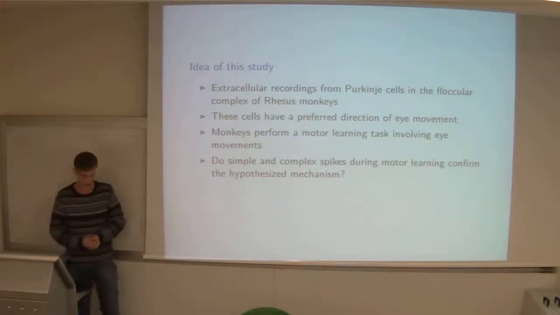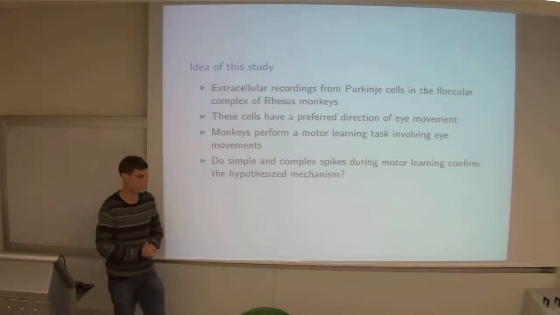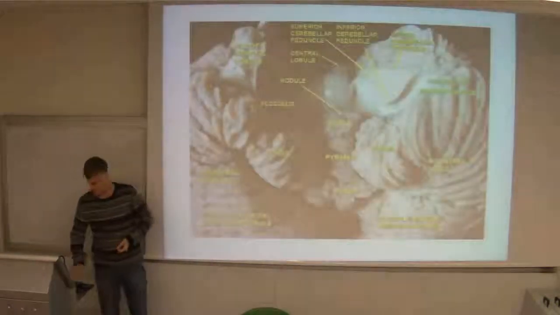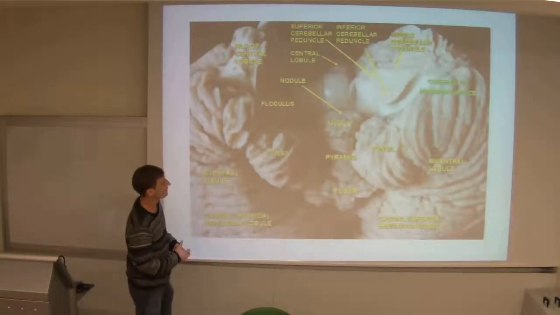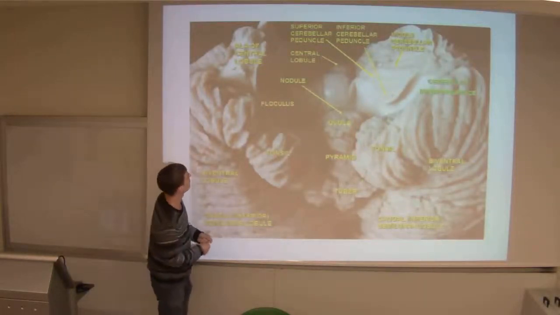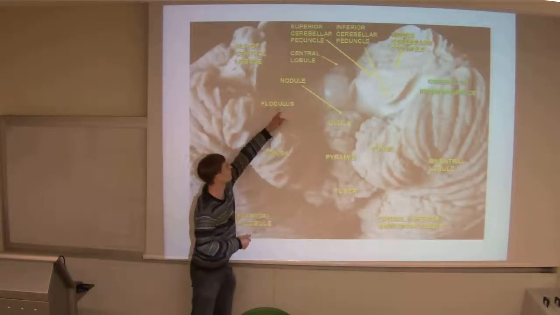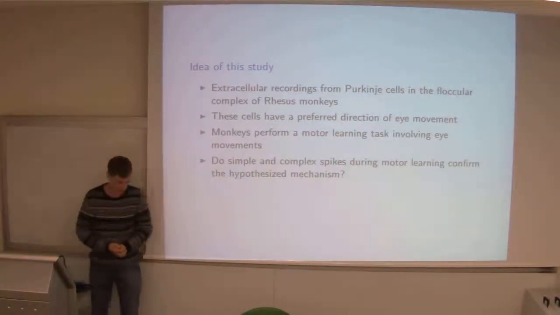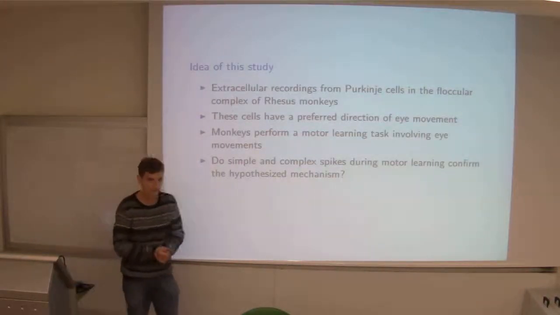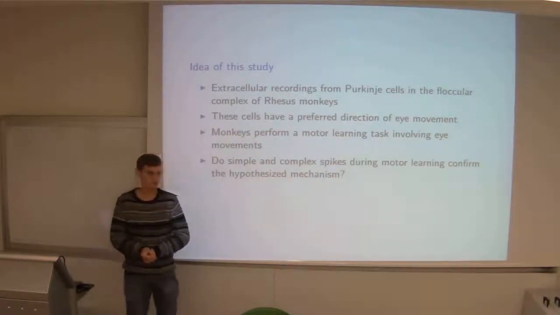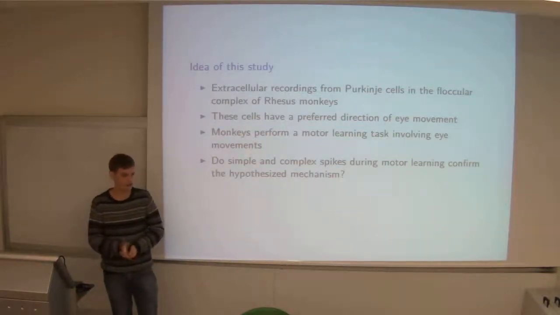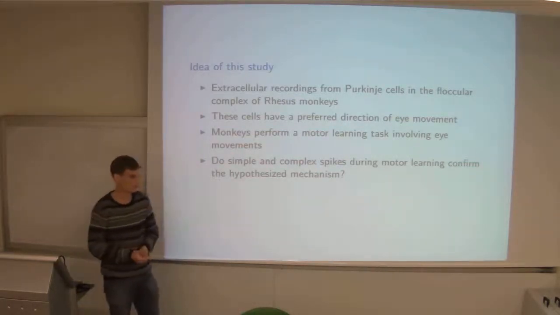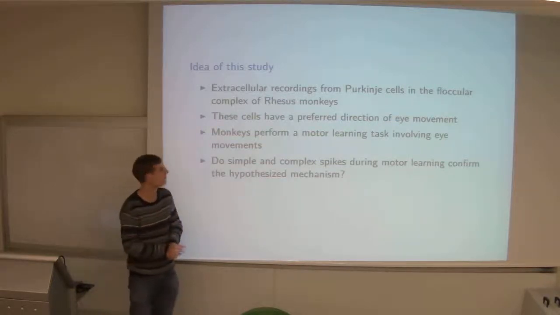So what is the idea? They work with rhesus monkeys and record from Purkinje cells in the floccular complex. The floccular complex is on the inferior surface of the cerebellum. Oh, it's difficult to see. It's somewhere here. I don't know more about it. The cells in the floccular complex are interesting because they have a preferred eye movement direction. Whenever the rhesus monkeys move their eyes in one specific direction, a given Purkinje cell fires more than when it moves the eyes in the opposite direction.